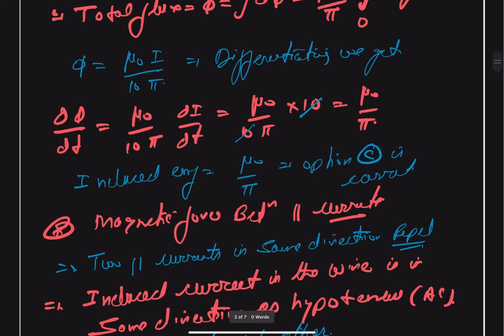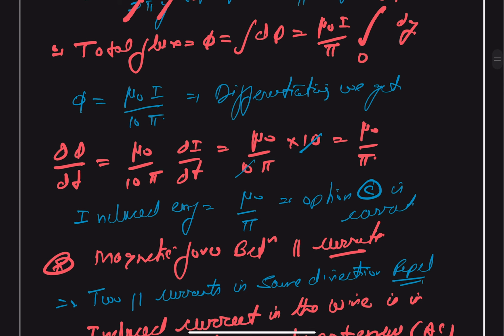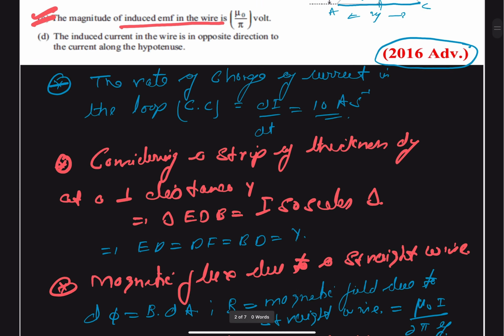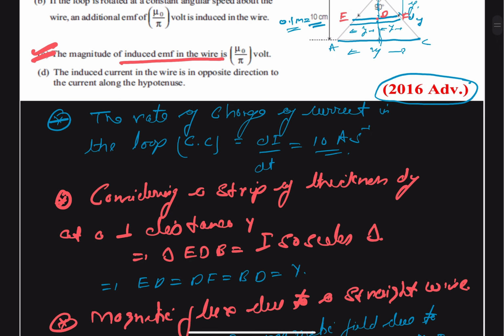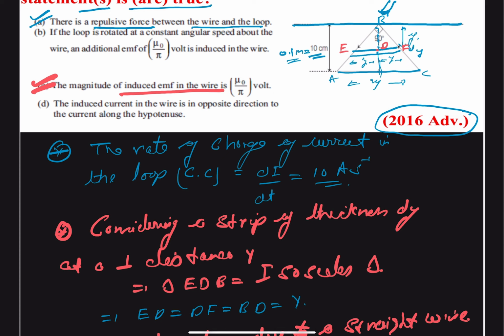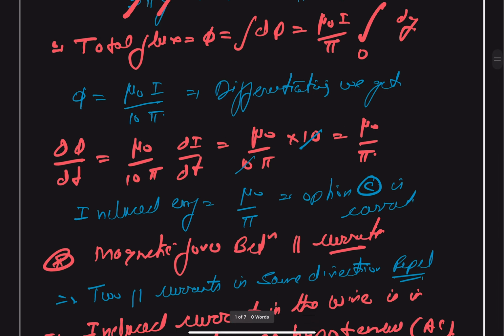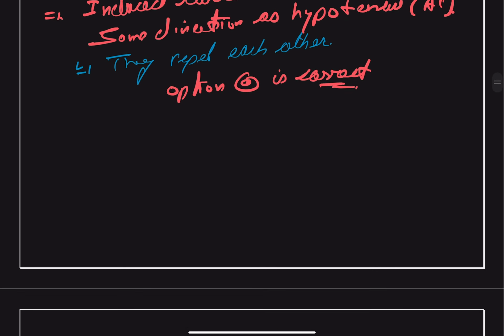And as option A is correct, option D will automatically be incorrect, because it says that induced current in the wire is in opposite direction to the current in the hypotenuse, whereas we just found out that they are in the same direction. So based on this, we can conclude that option D is incorrect.